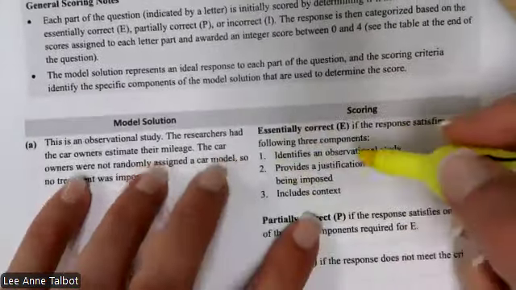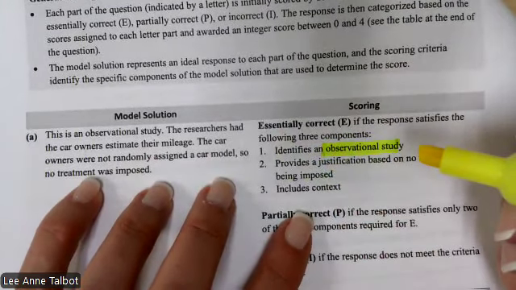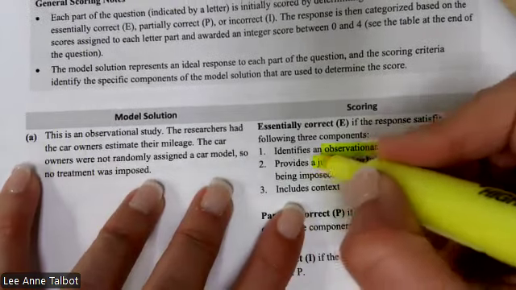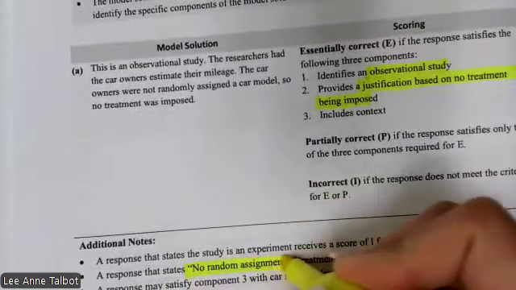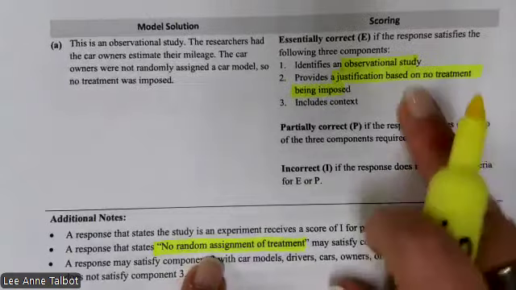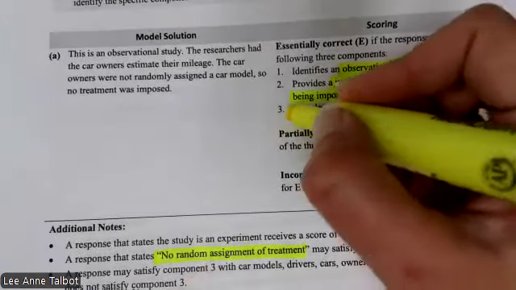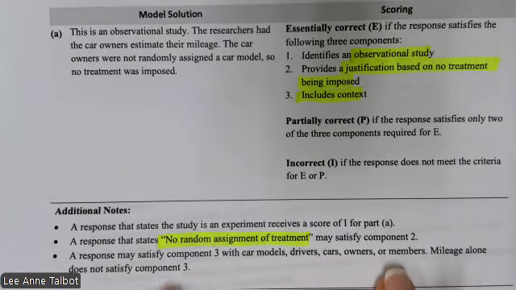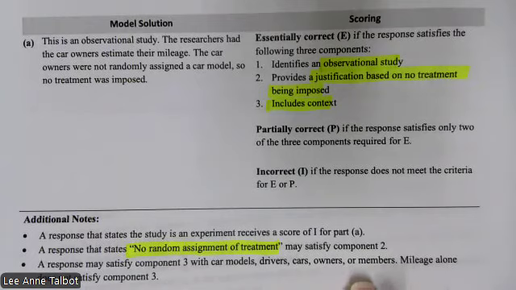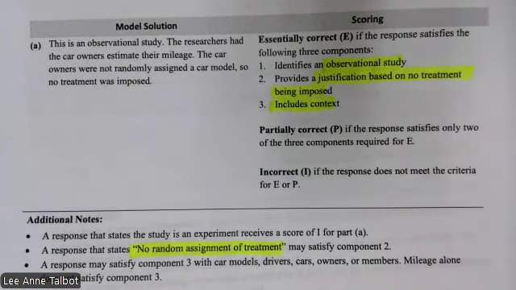Okay, number 3. You need to say it's observational for the first section, for A. You need to provide a justification based on no treatment being imposed. Or you could say no random assignment. Those are your two options. You can say treatments are not imposed or no random assignment. And then include some kind of context, so saying something about car models or drivers or cars or owners or members. All three of those things is an E, two is a P, one or zero is an I.